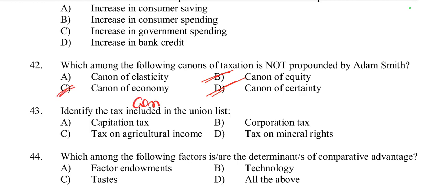So here the canon of elasticity is not a canon given by Adam Smith. This canon was given by other economists later, but the canon of elasticity was not given by Adam Smith. So the right option is option number A, because Adam Smith gave the canons of equity, certainty, economy, and convenience.